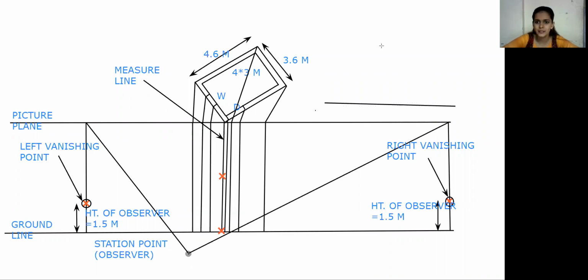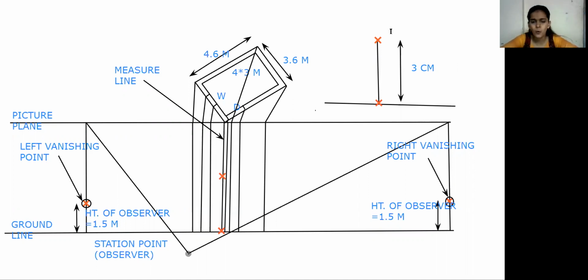I'm showing it again on the other side. First of all, we considered the lowest point over here. Then we have to consider the room height. For room height, we have taken 3 centimeter because our room height is 3 meter. So we are considering 3 centimeter as per the scale and marking the upper point.